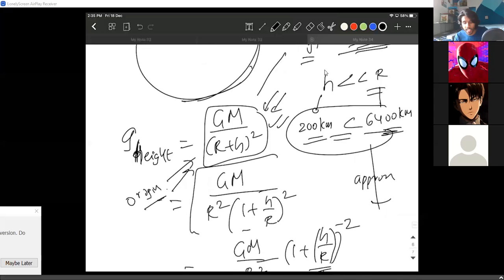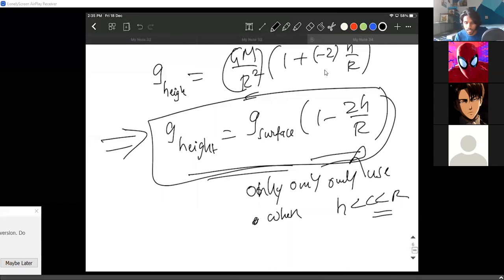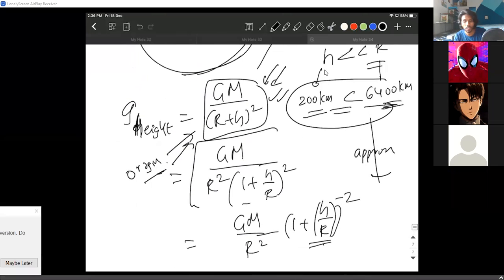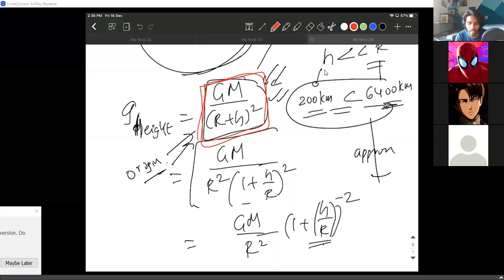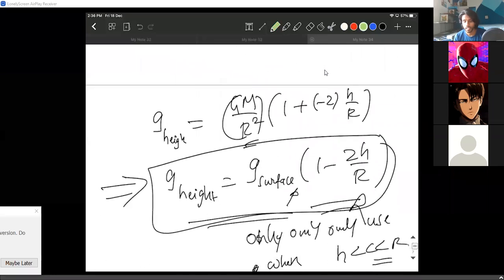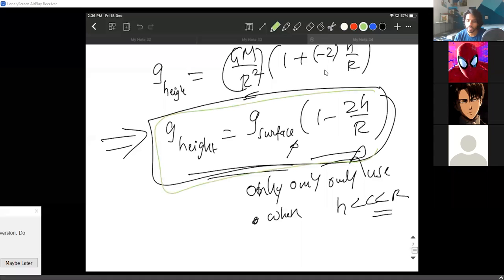If the height is very small, you can use this. When you go through your textbook, you'll find both the formulas. This is the original value. I'll round it up in red. This is the original value. It never goes wrong. It's always right. This is an approximated value. You can use this approximated one when the height is very, very less.